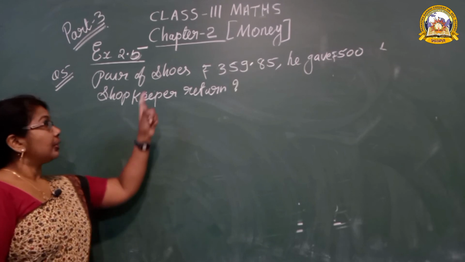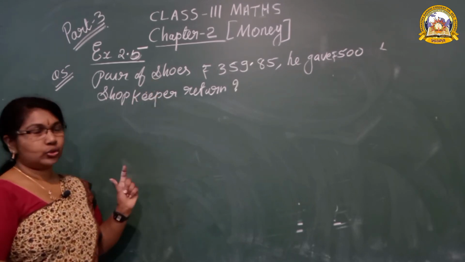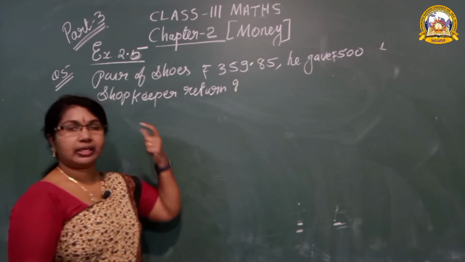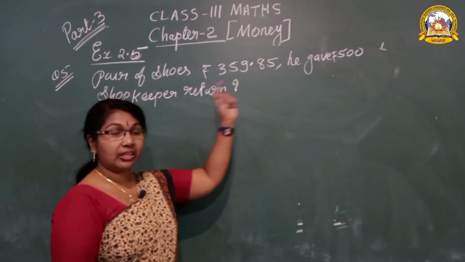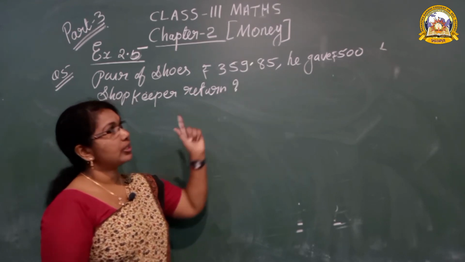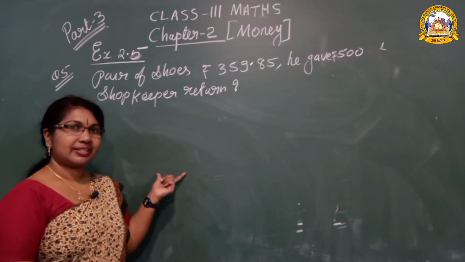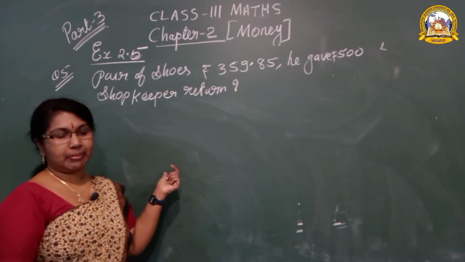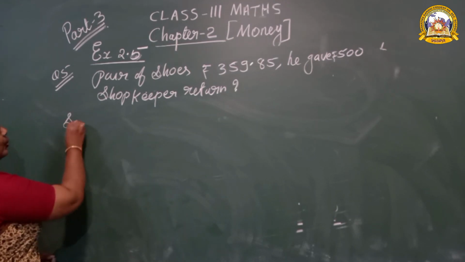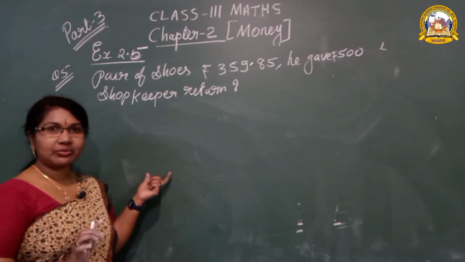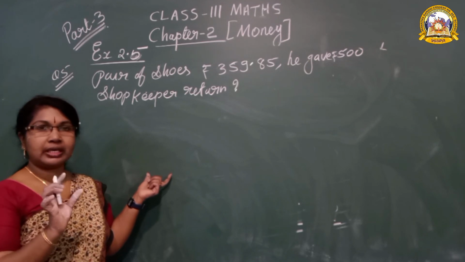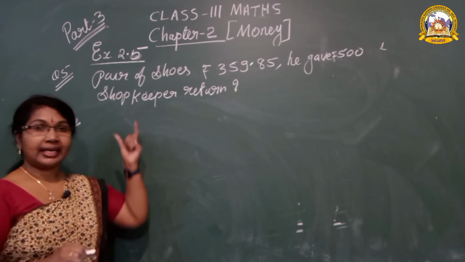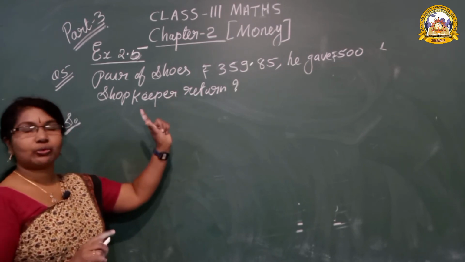Look here. He bought a pair of shoes. What is the cost? 359 rupees 85. He has no change. He has given to the shopkeeper how many rupees, students? 500 rupees. So the shopkeeper, he wants to get back some money, no? How much amount will he get back? So how to write? What do you have to do? I think you are also buying some things. So for example, one pen, 8 rupees. You give 10 rupees to the shopkeeper. How much money will you get back? 10 minus 8, 2. Like that you have to minus here.